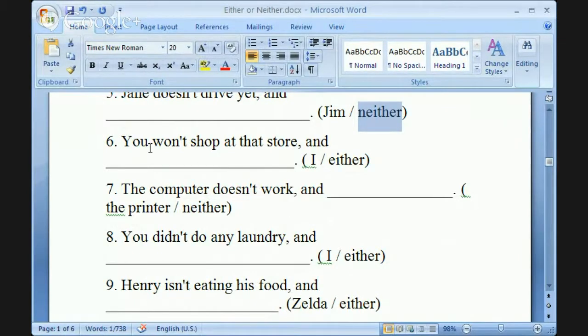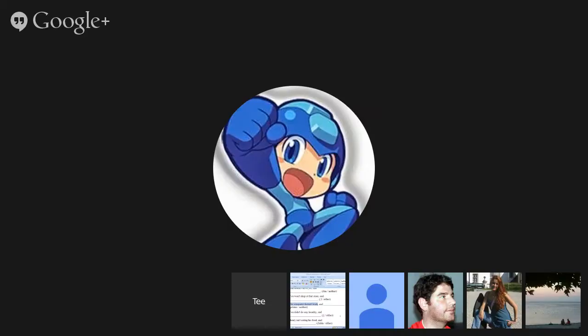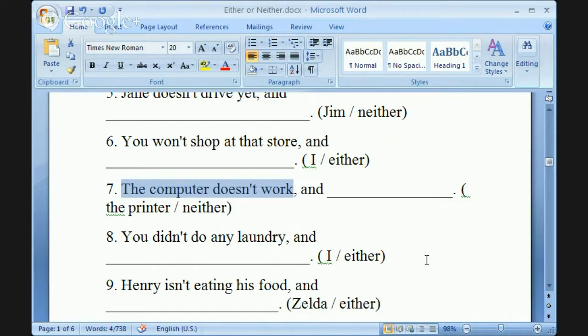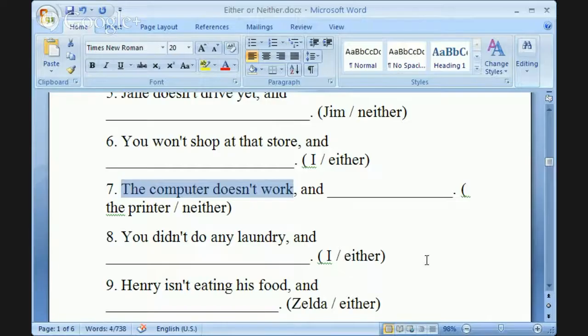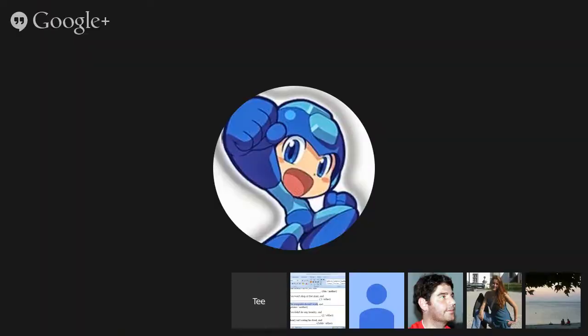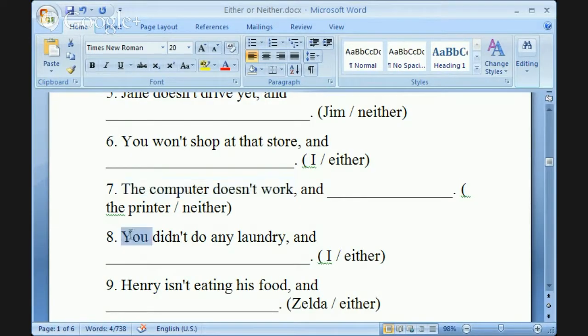Okay. T, it's your turn. Why don't you try number 7, I guess. Let me think for a moment. Okay. The computer doesn't work, and neither does the printer. Ding, ding, ding, ding, ding. Winner, winner, winner. Very good. Excellent. Perfect.